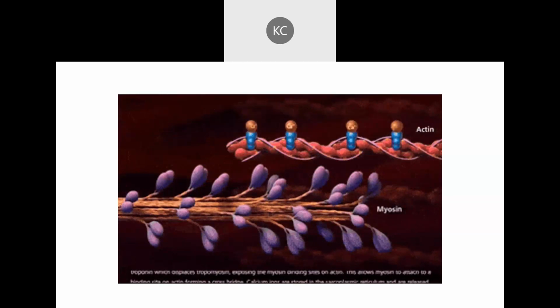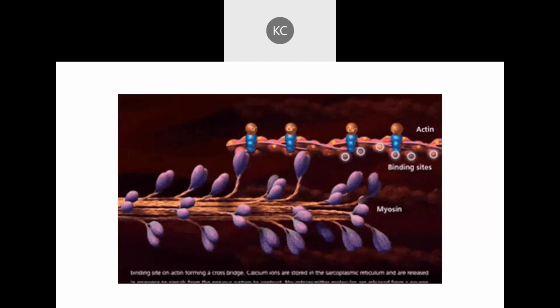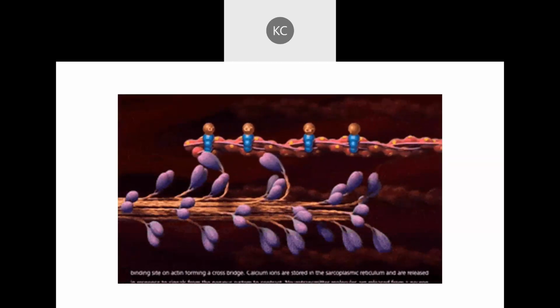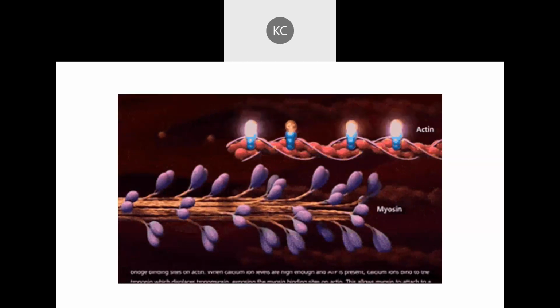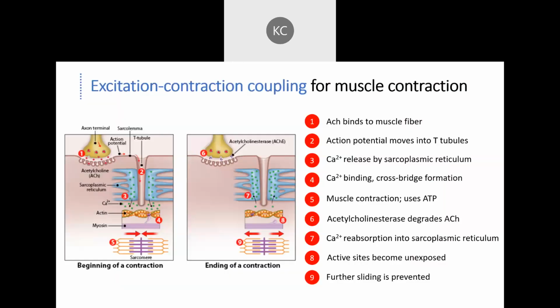So this is a good animation. It shows the cross bridge formation, it shows troponin, tropomyosin, and calcium, it shows the power stroke, but it does not show the ATP, the role of ATP. And so keep that in mind as you're watching this, that in reality, it's really missing a step. Okay, so here you can kind of see some of these steps outlined.